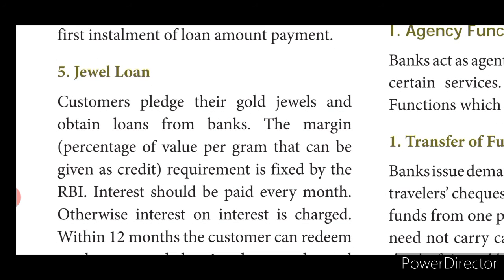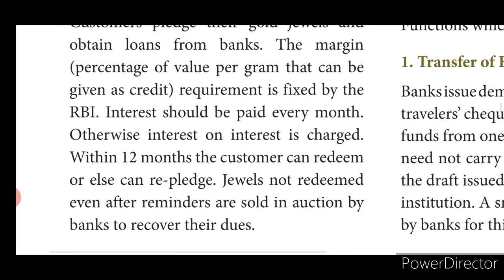Next one is jewel loan. What is a jewel loan? Jewel loan means you mortgage, you give your jewels, and you get some money from that. You pledge your gold. Customers pledge their gold jewels and obtain loans from the banks. The margin requirement is fixed by the RBI, and interest should be paid every month. Otherwise, interest on interest is charged, and within 12 months the customer can redeem or else repledge.